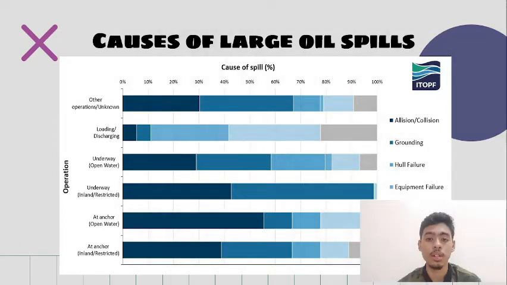From the graph above, large spills of oil occurred while the vessels were underway in open water, by 50%, while collisions and groundings accounted for 58% of the causes of these spills. All previous causes account for an even higher percentage of spills, which is 99% for vessels underway in inland or restricted waters.